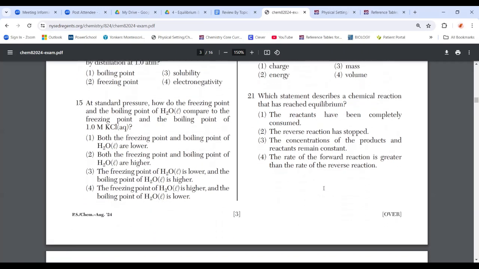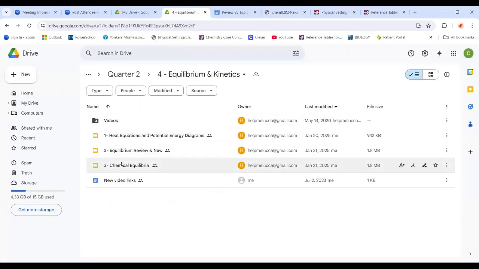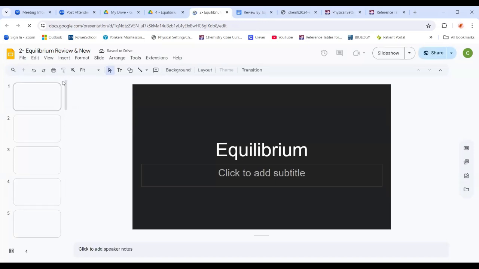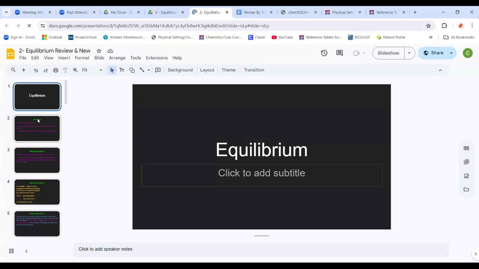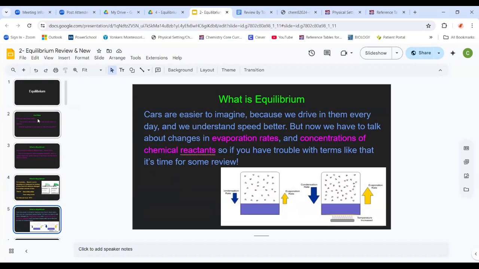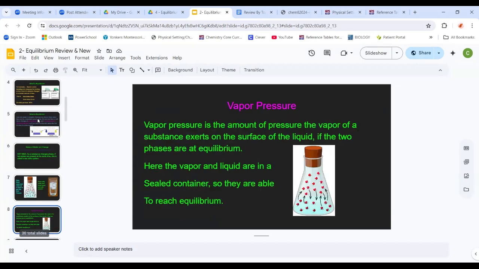All right, now 21 talks about a much more sophisticated concept, which is chemical equilibria. A chemical equilibrium is a very complicated thing to explain. It's usually a concept people really have trouble with. I have a whole slideshow on this. So I'm going to link all of these slideshows. I talk a lot about what an equilibrium is here. I go back to our earlier conversation about physical equilibria, and then I try and work us up to chemical equilibria.